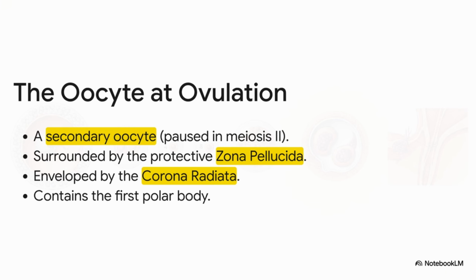So what is it that's actually been released? Well, it's not just a simple cell. It's a secondary oocyte that's been paused or arrested right in the middle of its second meiotic division. And it's not alone. It's protected by this tough outer shell called the zona pellucida, and then even outside of that, there's a layer of cells called the corona radiata.